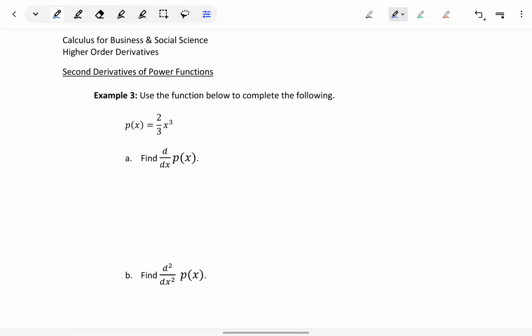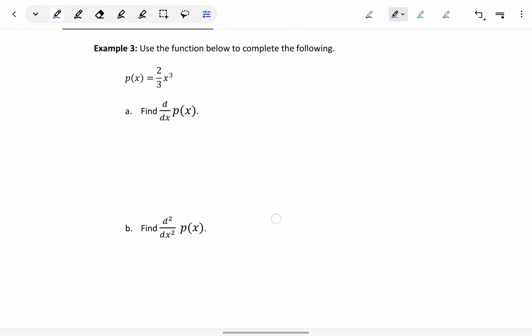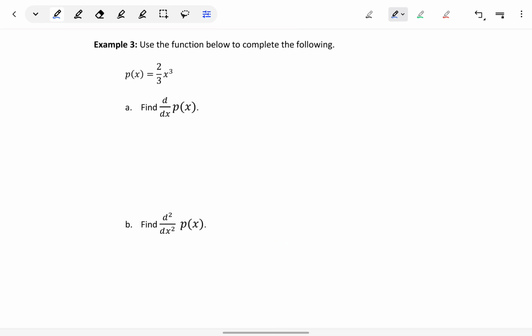All of our previous derivative rules and properties carry forward now that we're looking at finding second derivatives. So for instance, in example 3, we're going to be applying the power rule since we have a power function. All that's really changing with finding the first and second derivative is paying attention to what function you're differentiating at each step. In part A, we're finding d over dx of p of x, meaning we want to find the derivative of the original function, 2/3 x cubed.